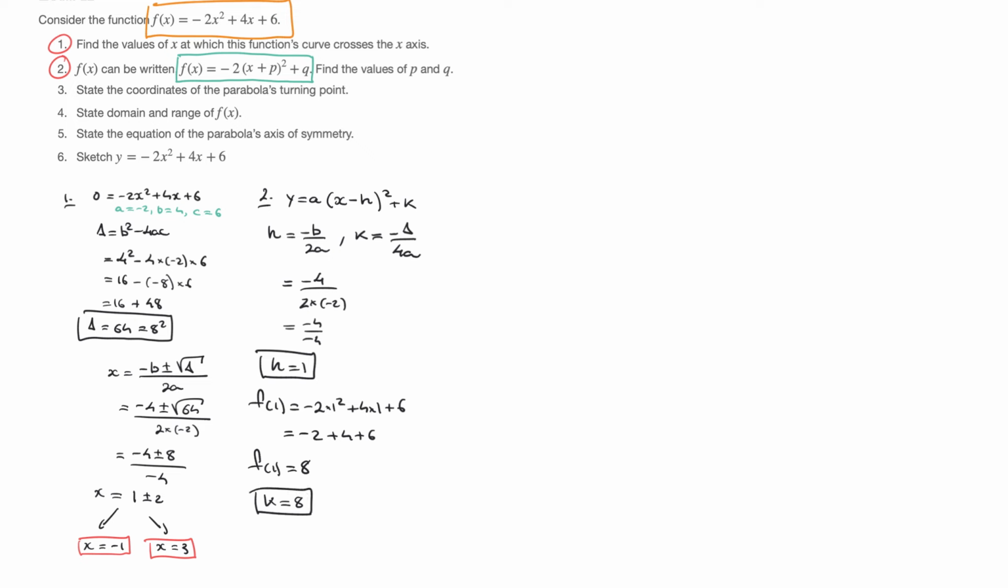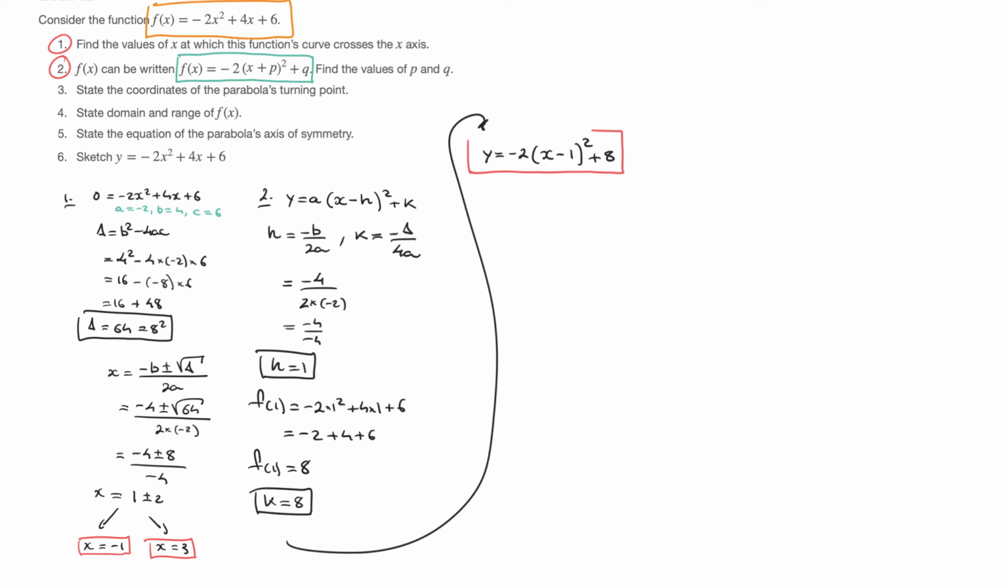Now, with those two values, h and k, alongside the value of a, which we already knew was negative 2, we're in a position to write our function in vertex form. And I'll write it up here. We can state that y is equal to negative 2 times x minus 1 squared plus k, which is 8. That's the proper vertex form for this quadratic.